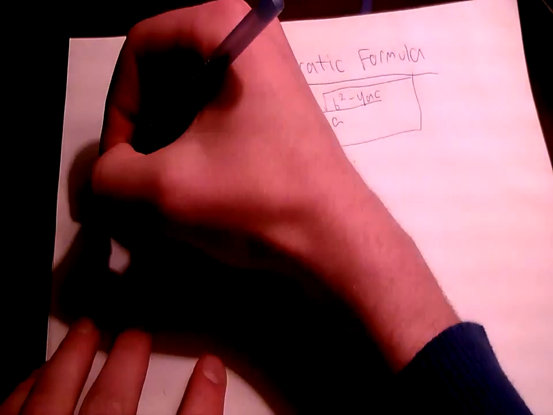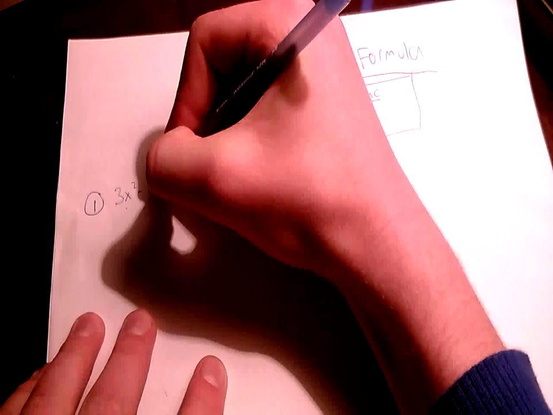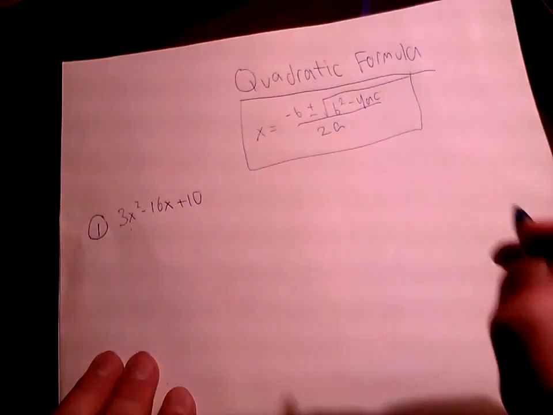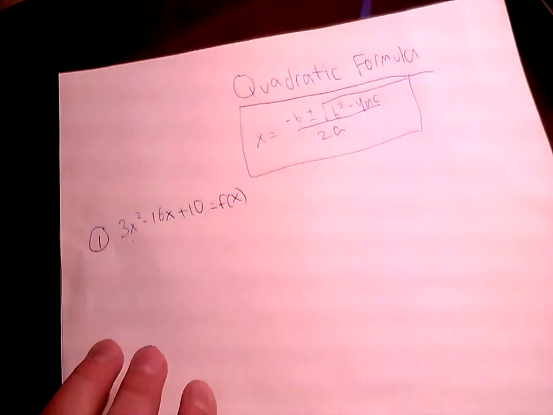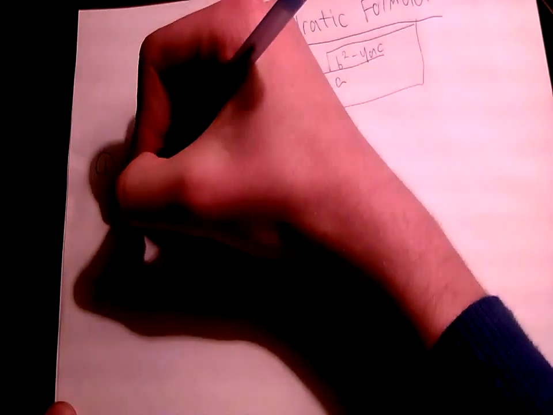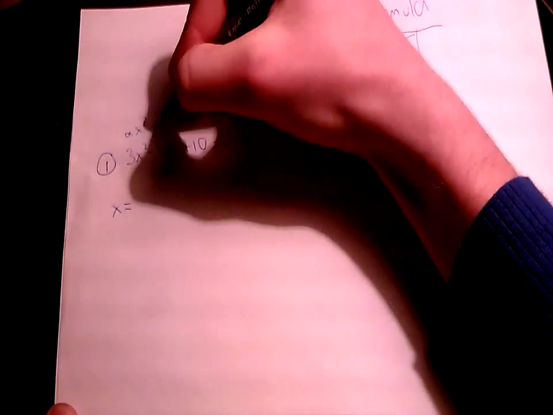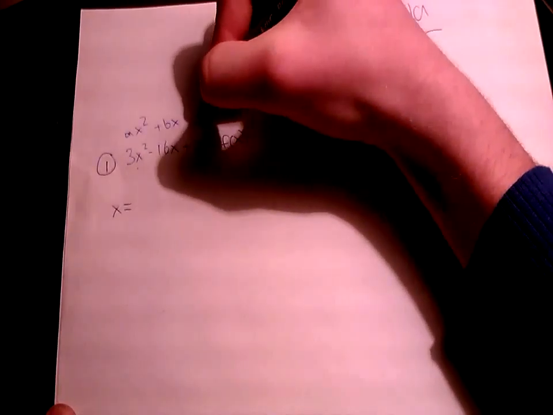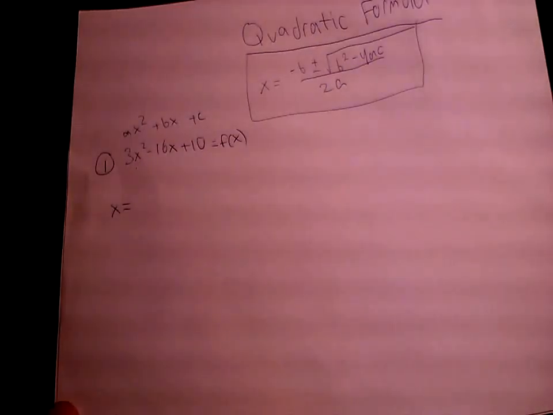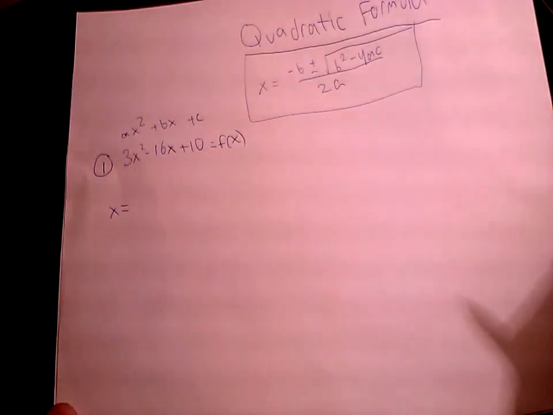Number one, let's say 3x squared minus 16x plus 10 as our first equation. We want to find the zeros of f of x here. All right, so let's plug it in. Of course, you know the standard form of a quadratic equation is ax squared plus bx plus c, and that tells us what these terms are. So 3 is a, negative 16 is b, so the negative of negative 16 is a positive 16.